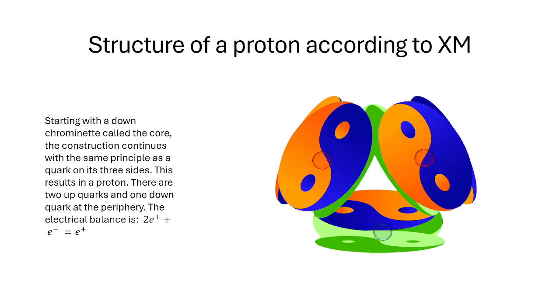Structure of a proton according to XM. Starting with a down chrominate called the core, the construction continues with the same principle as a quark on its three sides. This results in a proton. There are two up quarks and one down quark at the periphery. The electrical balance is E+.